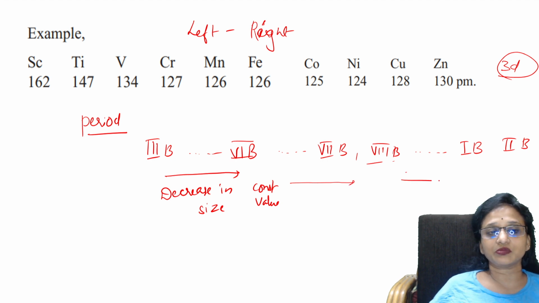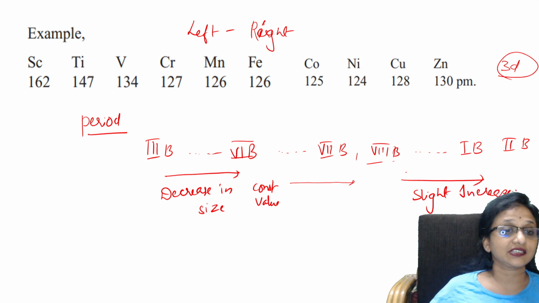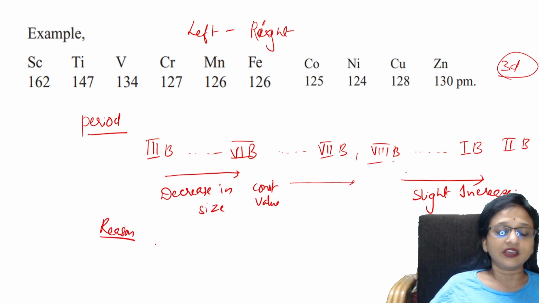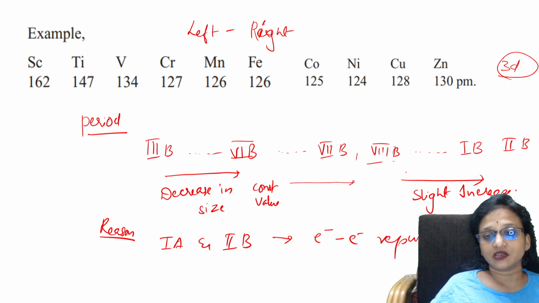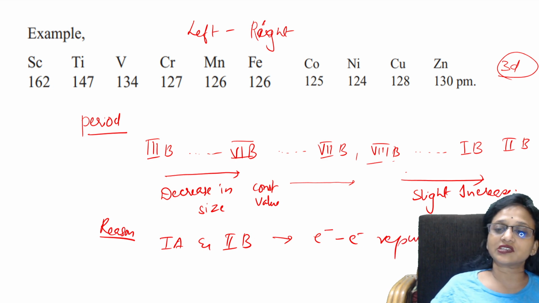From 8B, remember students, there is a slight increase in size. What is the reason? Remember, first of all, why is this happening? The reason here is, careful students, when I check 1B and 2B orbitals, there are electrons in the d orbitals, correct? So what will happen in this case? Electron repulsions occur. More electrons, so electron repulsions increase.